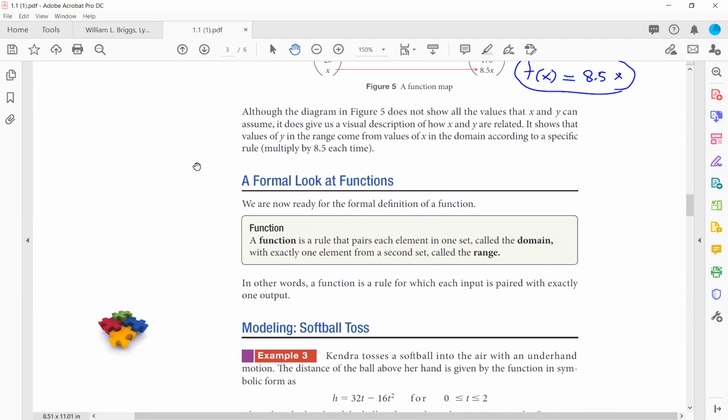So formally, we say that a function is a rule that pairs each element in one set, the domain, with exactly one element from a second set, which we call range. Function f maps x values into y values.